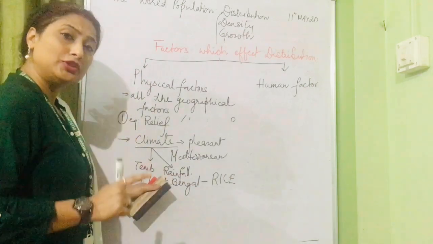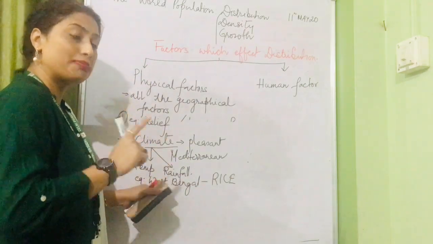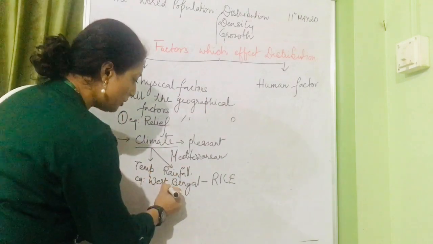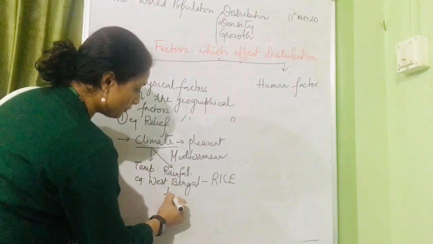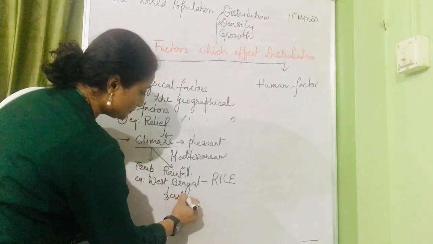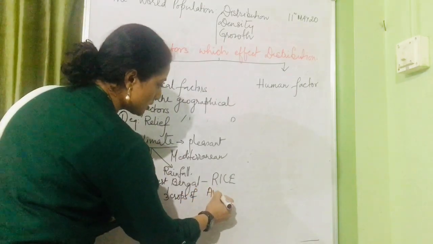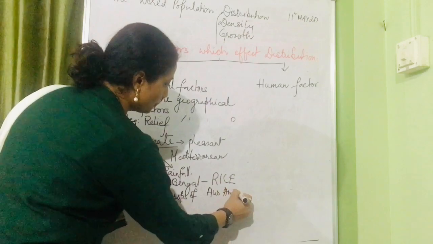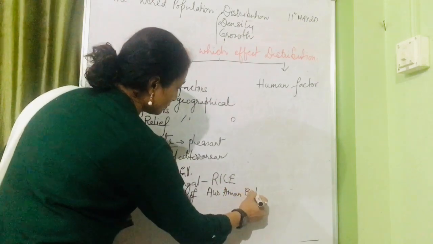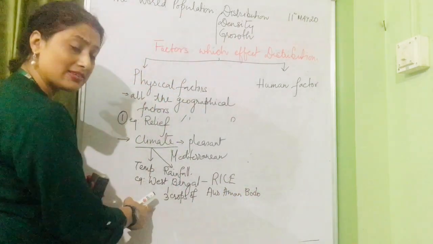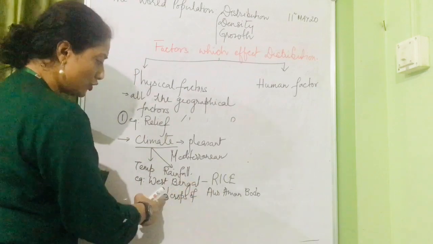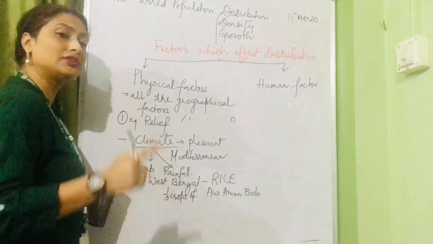Because of suitable temperature conditions and abundant supply of water, we are producing 3 crops of rice. Us, Aman, Bodo. You must have done it in class 10. So how can we grow 3 crops? Because our climatic conditions are suitable.